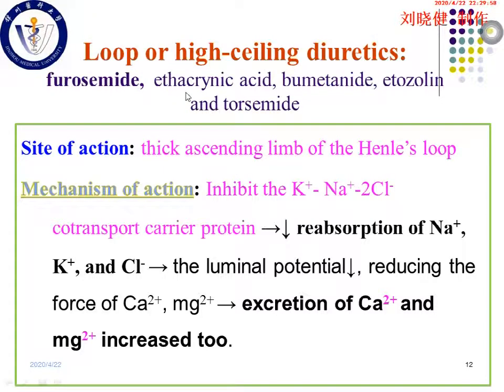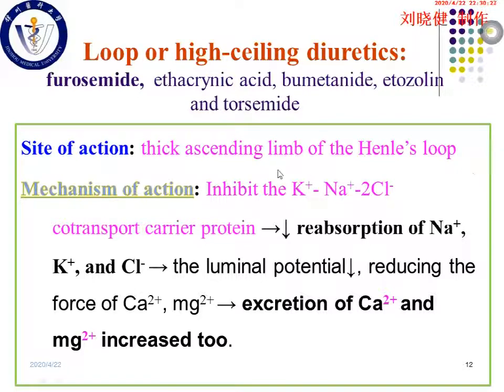This drug acts on the thick ascending limb of the loop of Henle. This segment determines the diluting and concentrating function of the kidney on urine. So loop diuretics act here. They have the most potent diuretic effects.